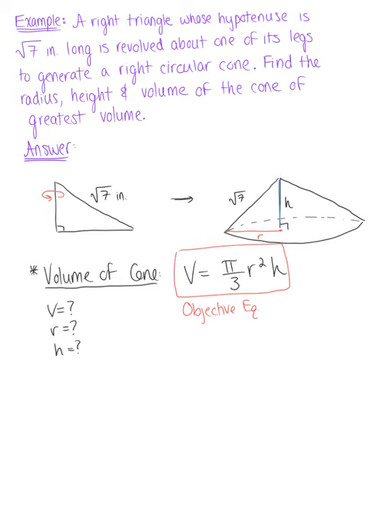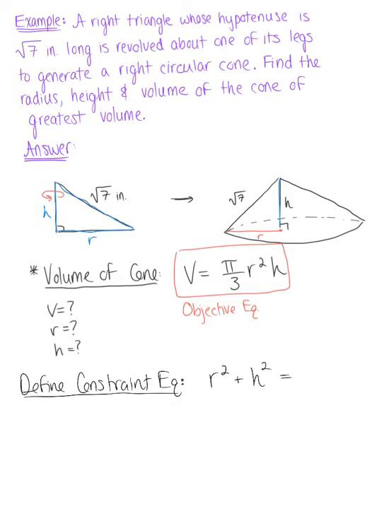In order to start differentiating, we need to rewrite this objective equation in terms of a single variable, so we need to define a constraint. We can see our constraint equation by looking at the picture of our triangle. By the Pythagorean theorem, the sum of the squares of our two shorter sides, the height and the radius, equals the square of the longer side, our hypotenuse. So our constraint equation is r squared plus h squared equals the square root of 7 squared.